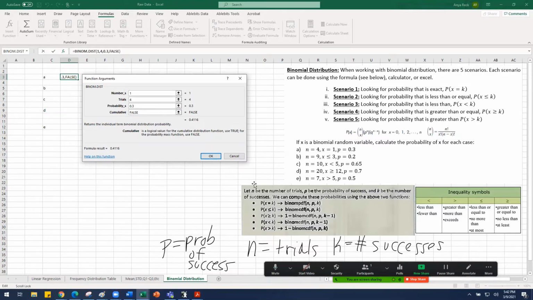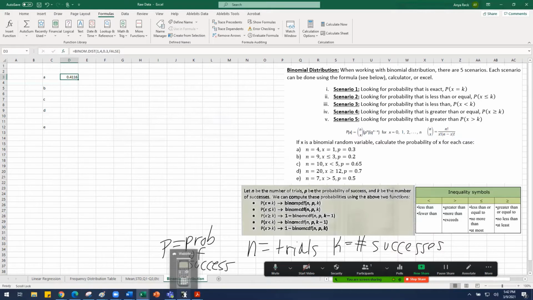And if you look at this table, there's only one that is not cumulative, which is the exact value. Everything else has this CDF, which is the cumulative. So the only time you'll use false is if you're looking for an exact probability. Everything else uses a cumulative, so you'll be using true. But we're only looking for exact for this particular question. So we input all the values, type in false, press OK, and there's your probability.